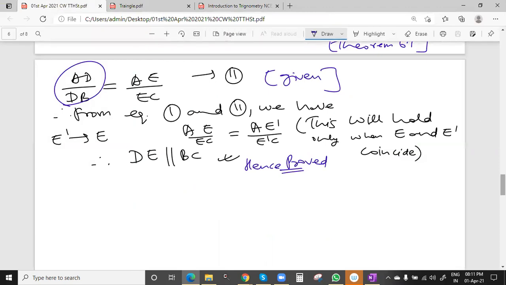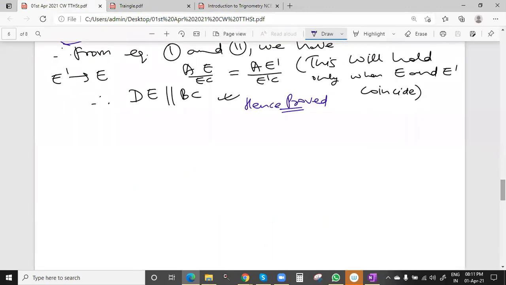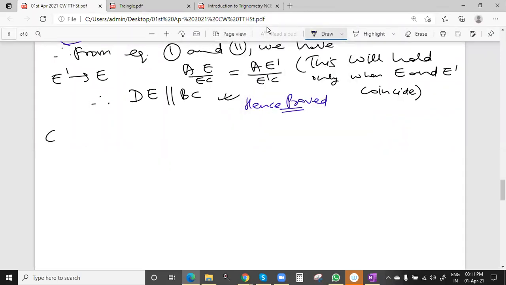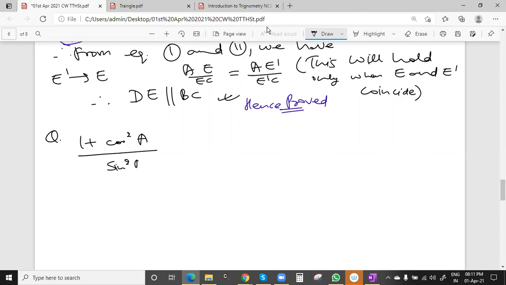Okay. Sir, 1 plus cos square A, one second, let me write. The question is (1 plus cos square A) by sine square A is equal to 2 cos square A minus 1. This we have to prove, right? Yes, sir.